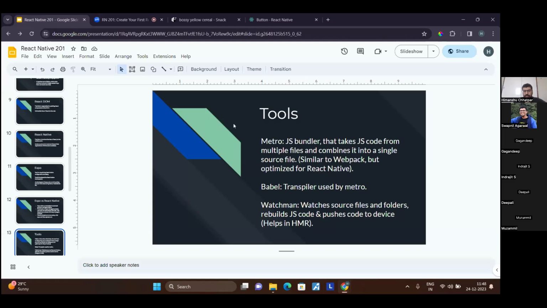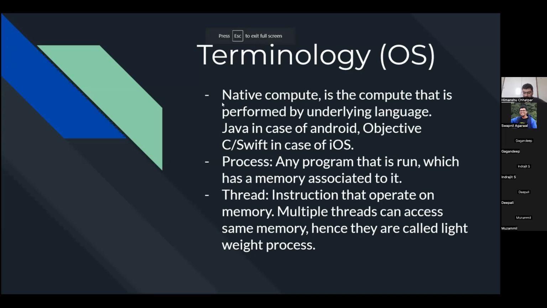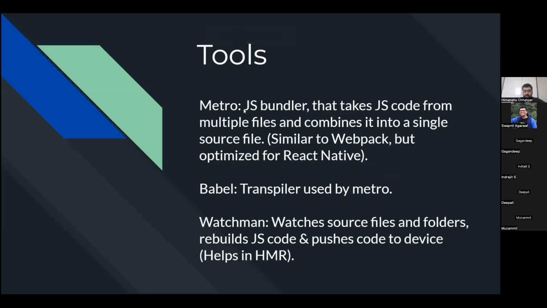Okay, so when you start an Expo project or React Native project, these are 2 3 things that you basically see. There is something called Metro. Metro is your bundler, like the Webpack bundler we have on the web. That is effectively what Metro is for React Native. It is a JS bundler that takes JS code from multiple files and combines them into a single source file. Why are we using Metro? Because it is optimized for React Native. It's the same thing as Webpack, nothing different.